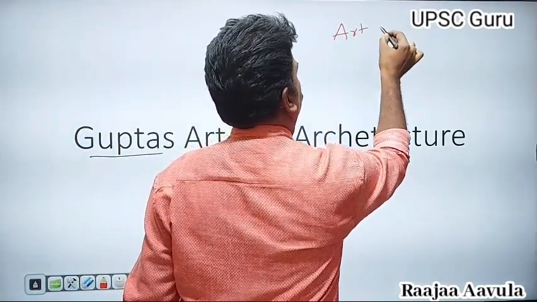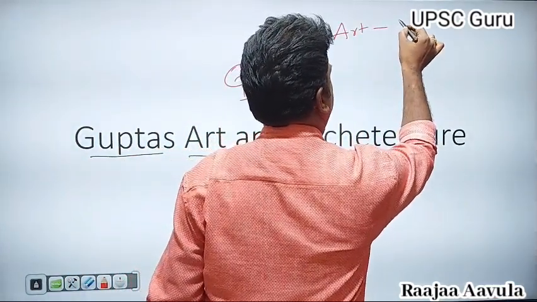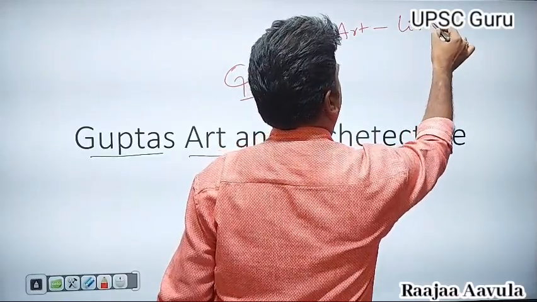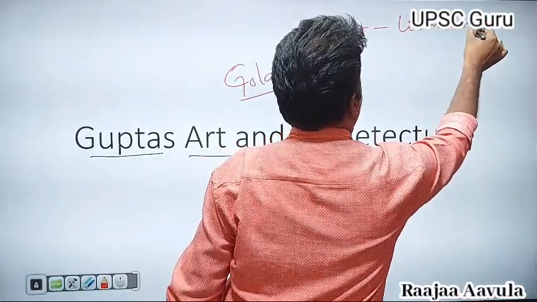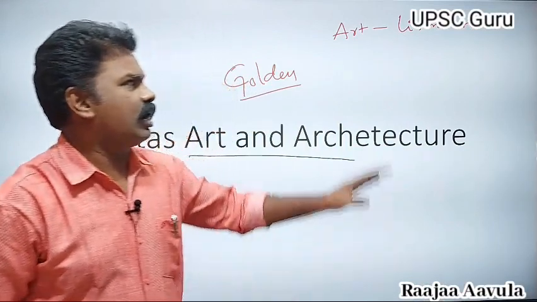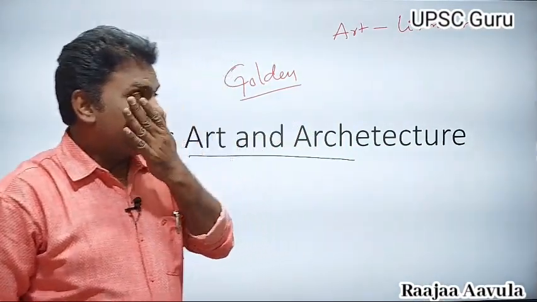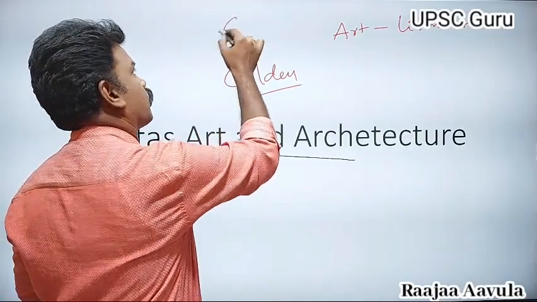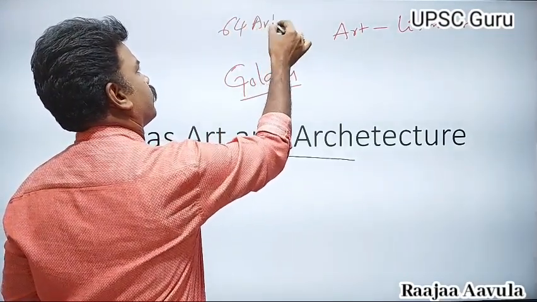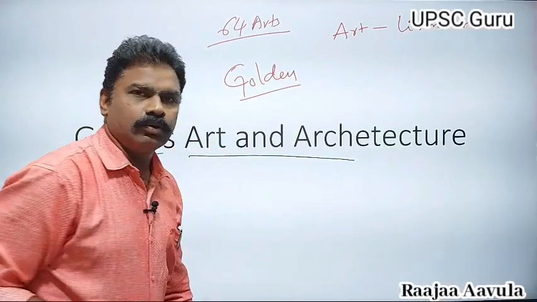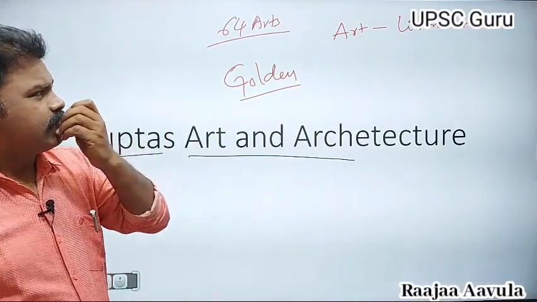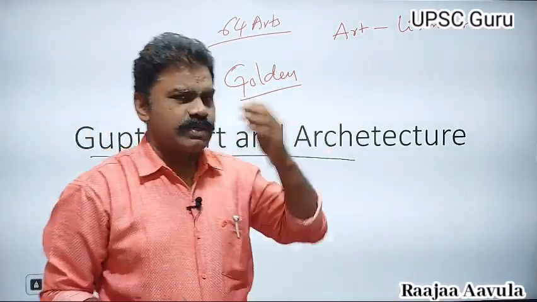In art, it covers literature. Literature comes under art. Originally, there are 64 arts, the Lalita Kalalu, 64 arts. Among them, literature was one.